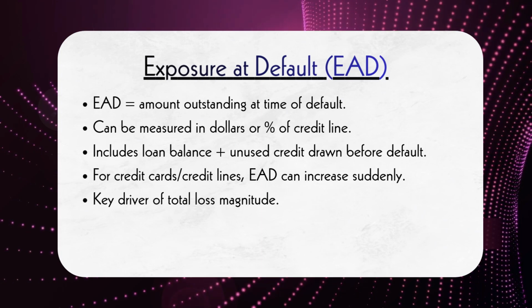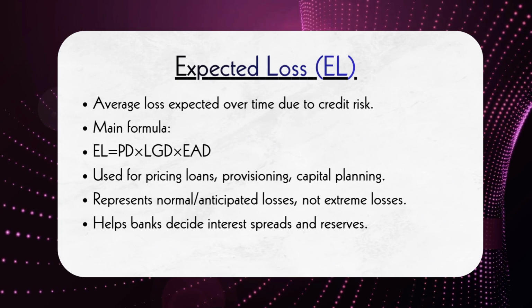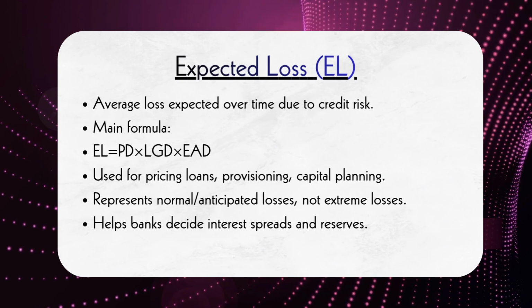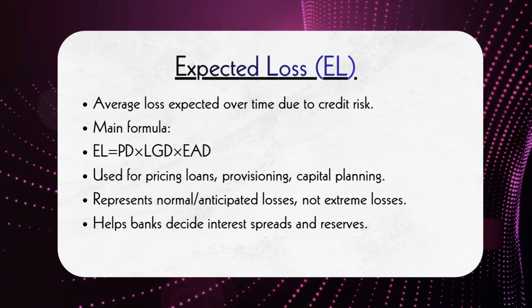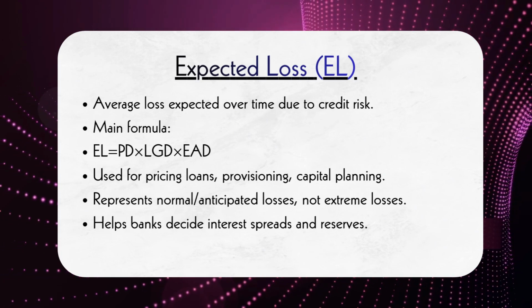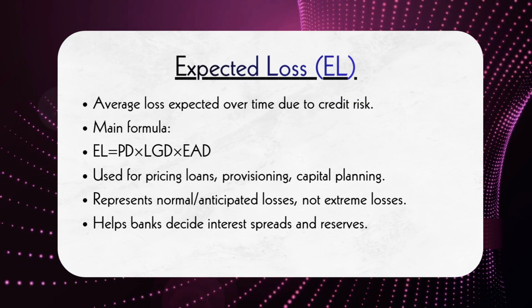Now here's the interesting part. Banks combine all three of these measures to calculate something called expected loss. This represents the average loss the bank expects over time from its lending activities. The formula is very intuitive. Expected loss equals PD multiplied by LGD multiplied by EAD. In other words, chance of default times loss severity times exposure amount.